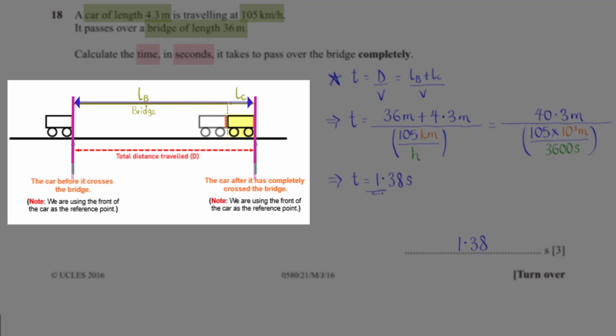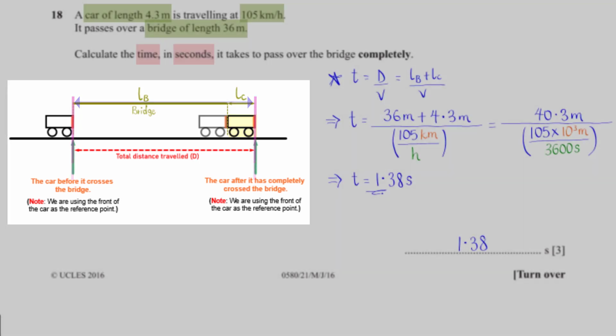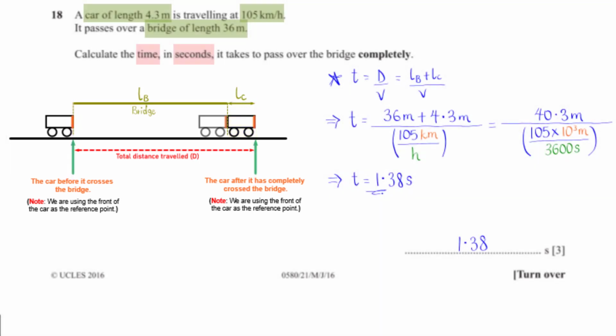This might take a while to sink in, and that is fine. Hopefully by looking at this diagram a few more times, you'll be able to understand the point that the distance traveled by the car is the length of the bridge and the length of the car.